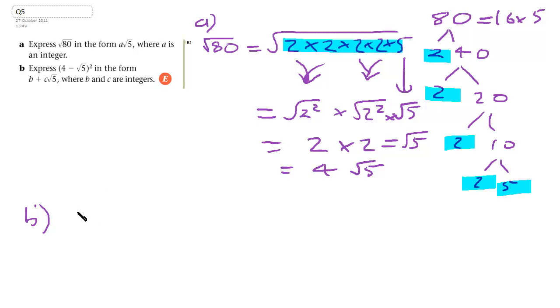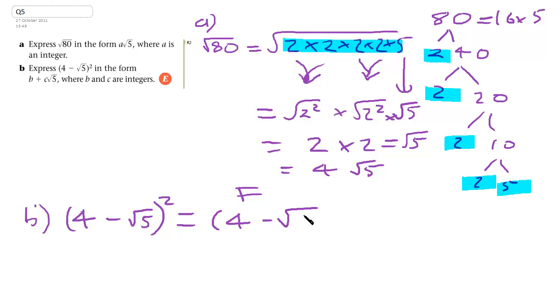So we're going to expand 4 minus root 5 all squared. Now if you're not great at expanding squares, write out the double bracket first of all: 4 minus root 5 times 4 minus root 5. And then write out your FOIL.